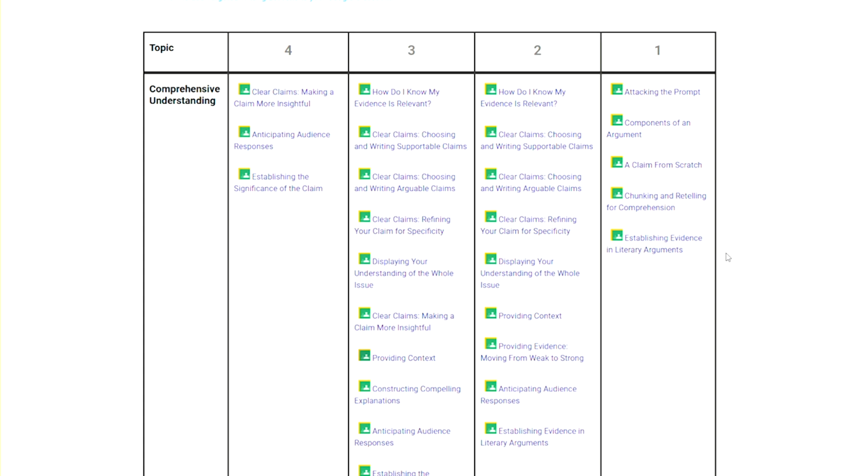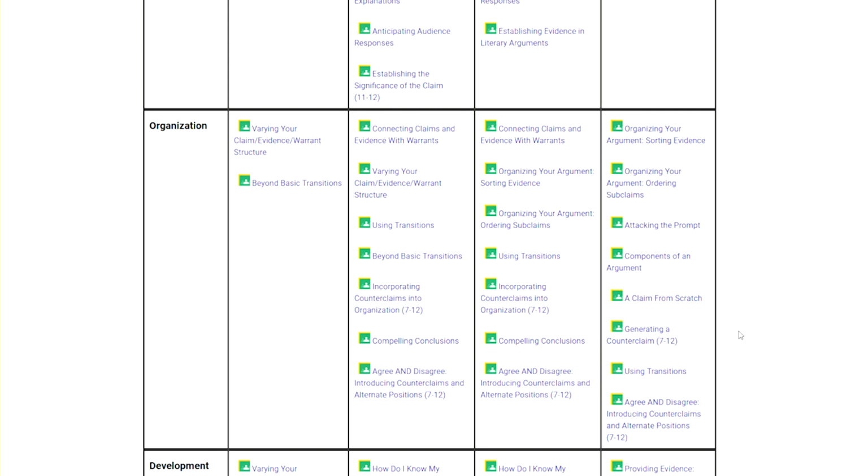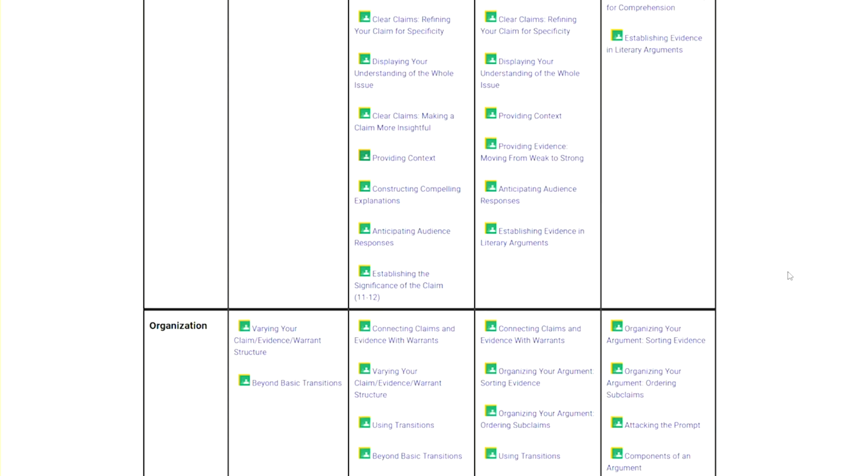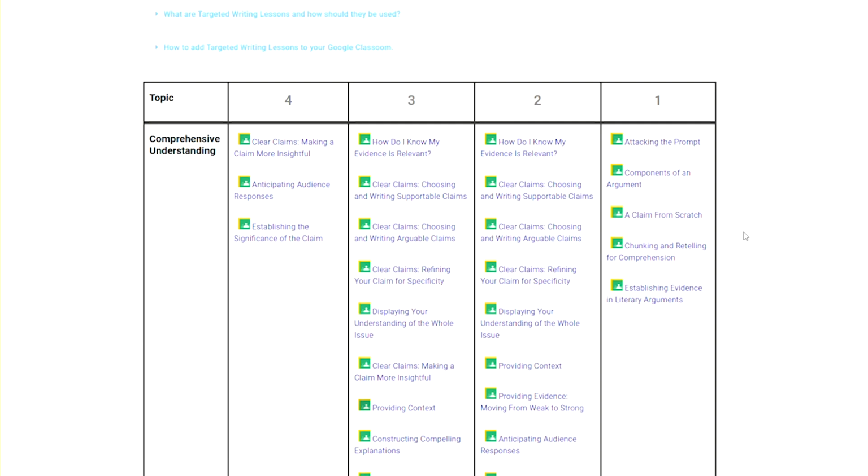If we have students who are scoring a 1 in argument, it may be that they need some instruction in just the basic features of what argument writing looks like. So that might mean looking at components of an argument, for example, and really just breaking down what are these pieces that need to show up in an argument. And we might see that students need to form a claim. They might not have a claim in their paper, and it can't be an argument if it doesn't have a claim.